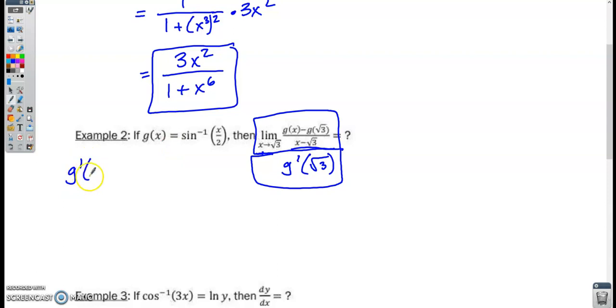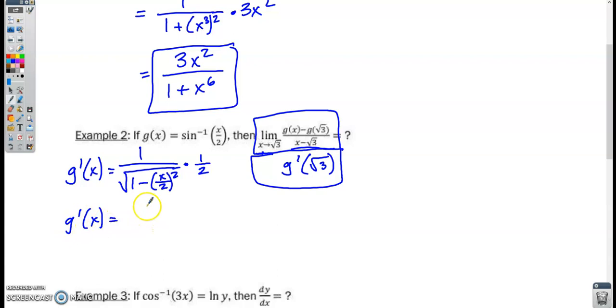So g prime of x is equal to 1 over square root of 1 minus u squared. And then I apply the chain rule, take the derivative of the inside, the derivative of x over 2. Well, that's just 1/2 x, so the derivative of that is just going to be 1/2. And so g prime of x is equal to 1 over 2 times the square root of 1 minus x squared over 4.